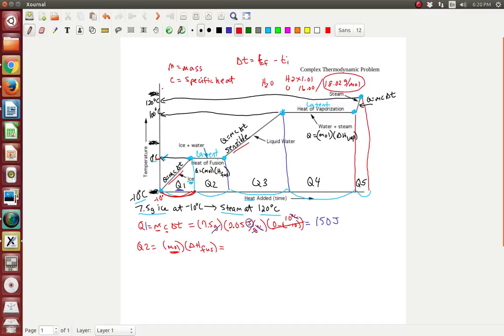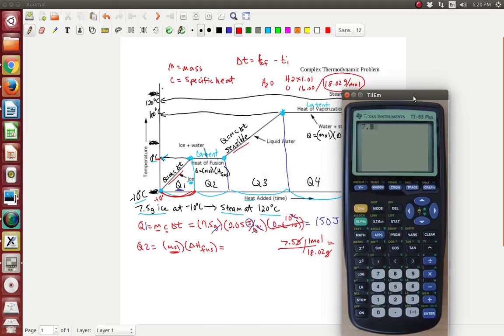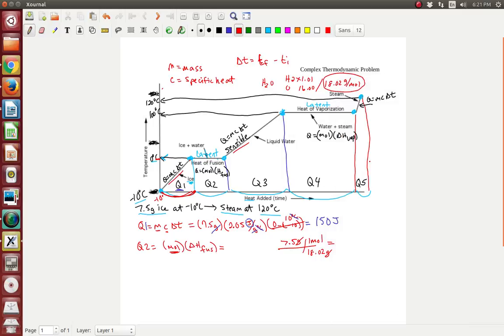Now, I have 7.5 grams of water, and I'm going to turn it to moles. So 7.5 grams, and 1 mole is 18.02 grams. Grams cancel, and I just have to calculate the number of moles. Turn my calculator back on. 7.5 divided by 18.02 is 0.42, using 2 significant figures. So 0.42 moles.